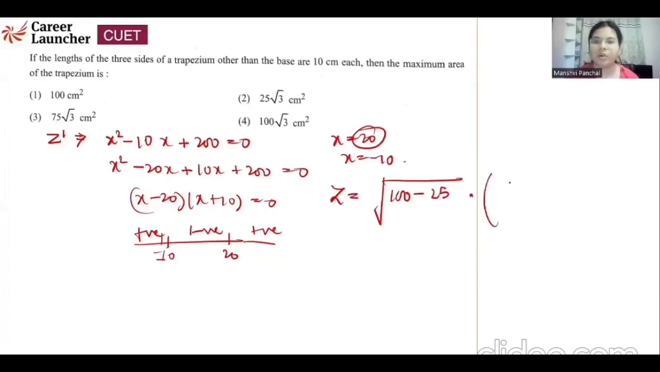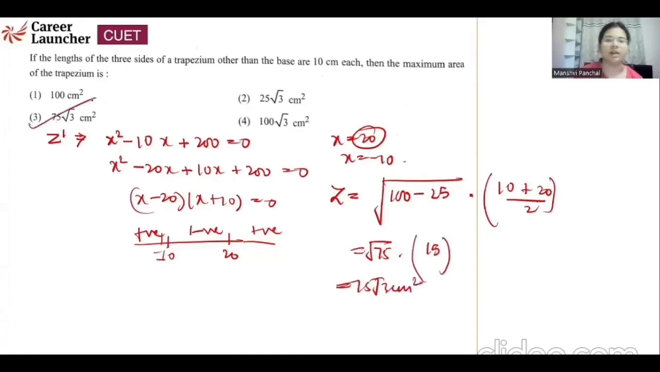Into (10 plus 20) by 2. So this will become root 75 into 30 by 2. It means 15. From root 75, I can write it as 25 into 3. I'll take 5. So this will become 75 root 3 centimeter square. So option 3 is the correct answer.